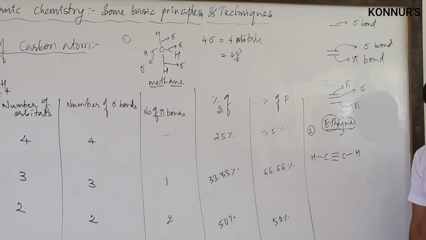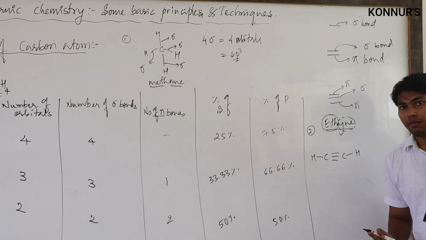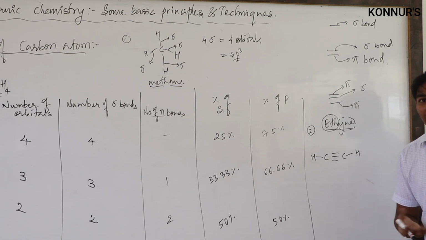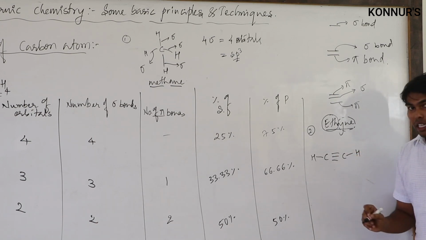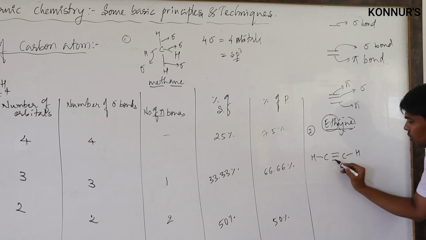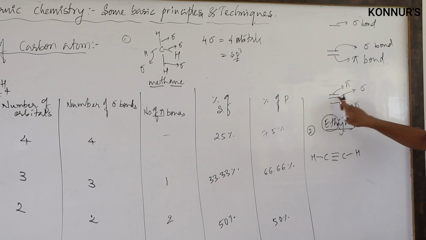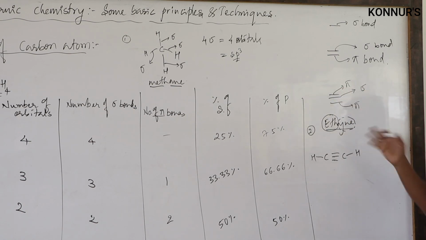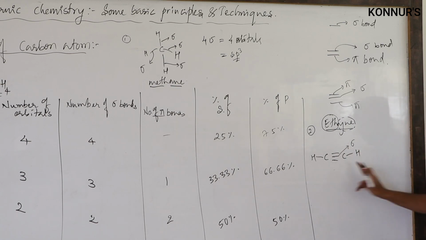So the remaining are hydrogens. See, for each carbon, check whether there are 4 bonds or not. If the number of bonds exceeds that, think that you are doing something wrong. So for this carbon, see if there are 4 bonds: 1, 2, 3 and 4. I already told you, in a triple bond, the middle one is a sigma bond and the sideway overlaps are pi bonds. So this is a sigma bond. Let us suppose this is the first carbon, this is the second carbon.